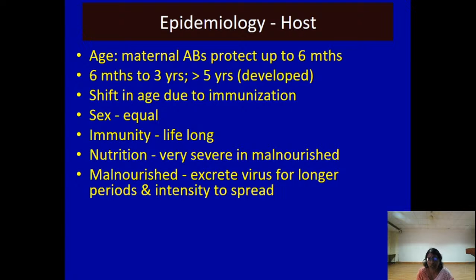Nutrition. In very severely malnourished children, the immune system is not as in a normal child. So the excretion of the virus is for longer periods and the intensity to spread is more. The intensity is more because of their immune status. Okay, got it?